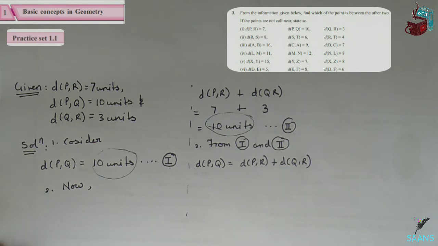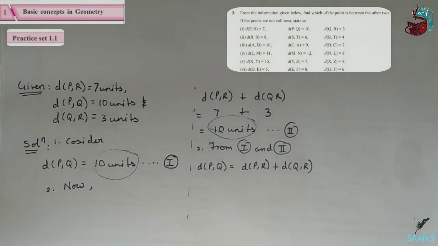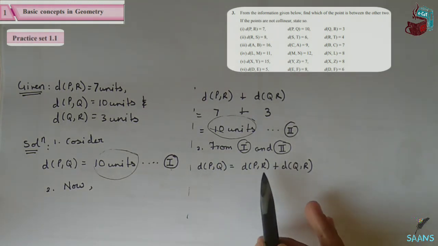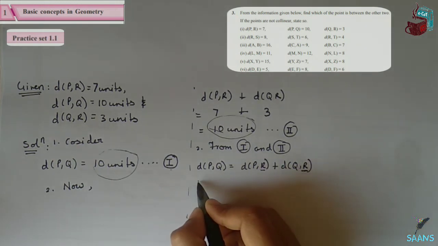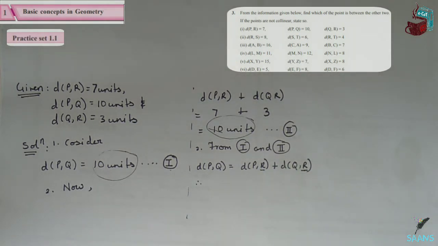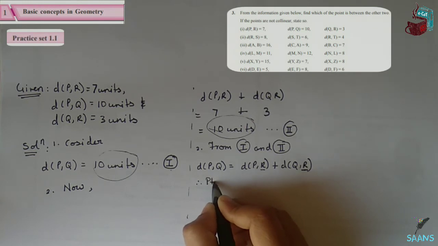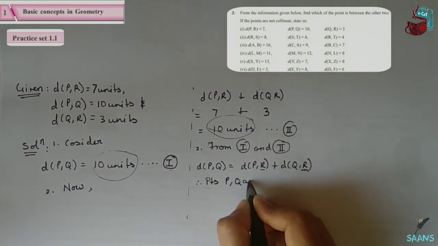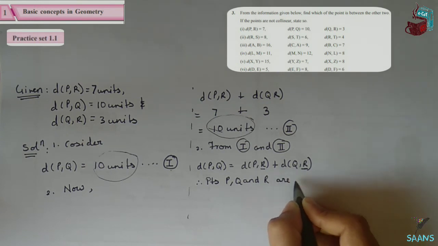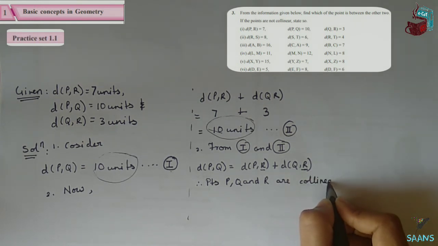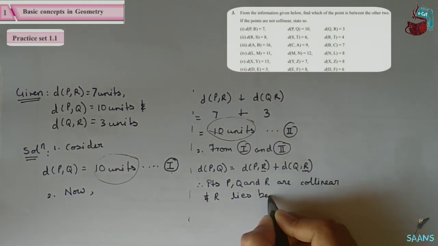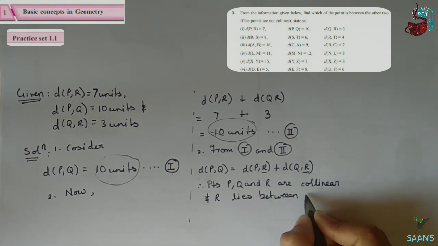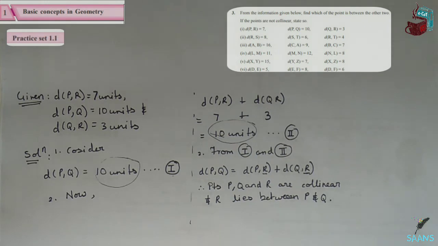So this is actually a test of betweenness and collinearity. Now we have to see which lies between the other two. How do we end our answer? PR, QR, R is the common point. That is your hint. Therefore, points P, Q and R are collinear and R lies between P and Q.